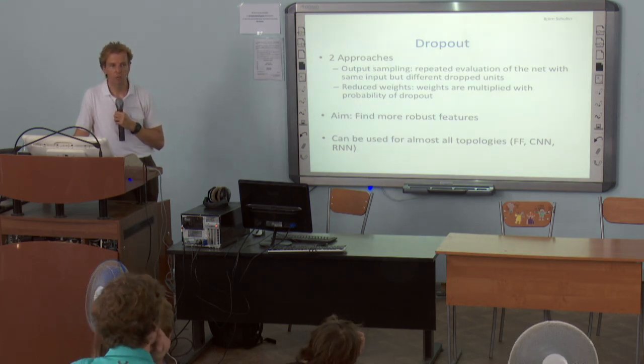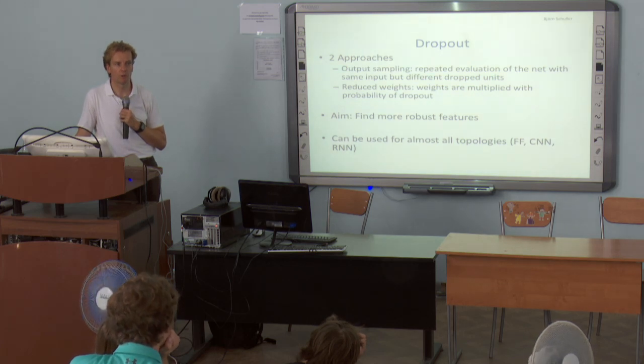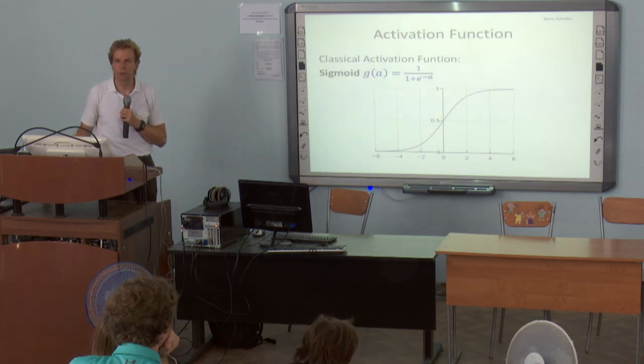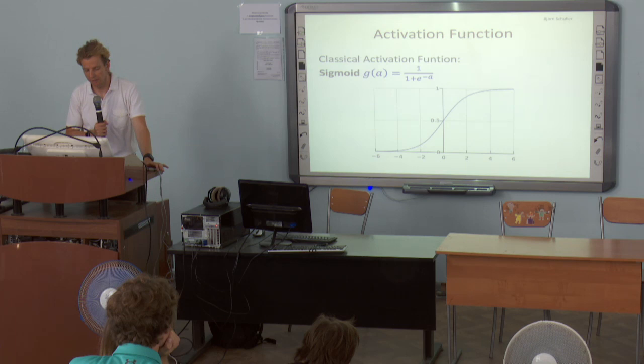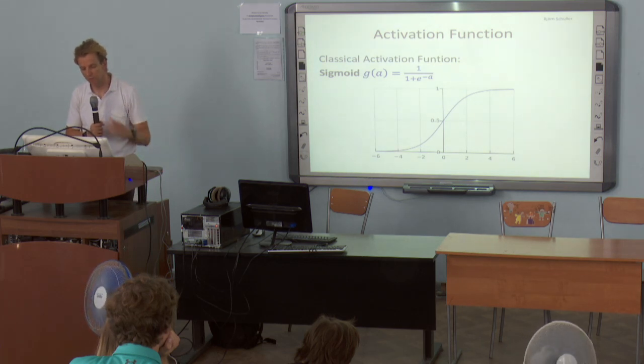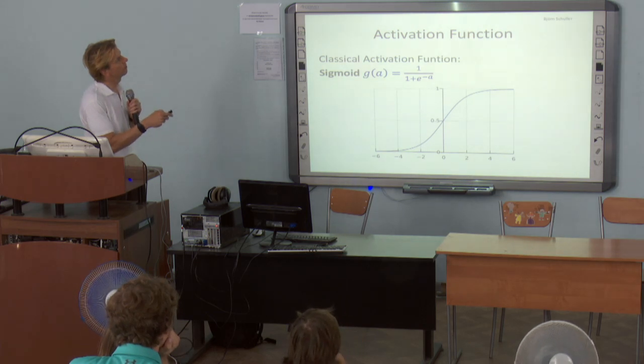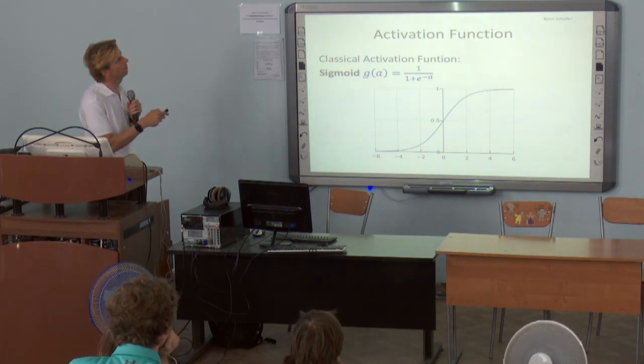Now, dropout can be used for all the different types of neural networks we are usually considering: feed-forward, convolutional, and recurrent. And the second thing to enforce regularization is activation function choice. We've already looked into the sigmoid function as a decision function, which is not a unit step, but which is soft and hence differentiable.